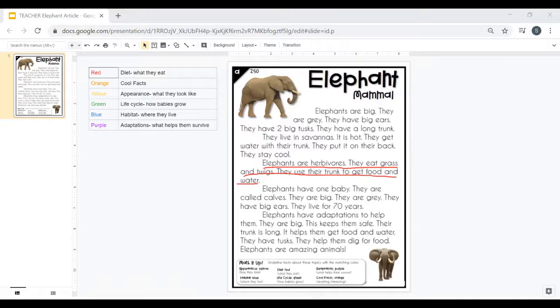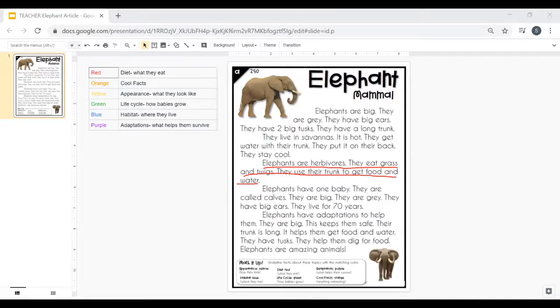So now I want to switch colors to yellow and see if I can find the information that tells me the animal's appearance. Can you say appearance? Great. Appearance is what the animal looks like, or what something looks like is their appearance.